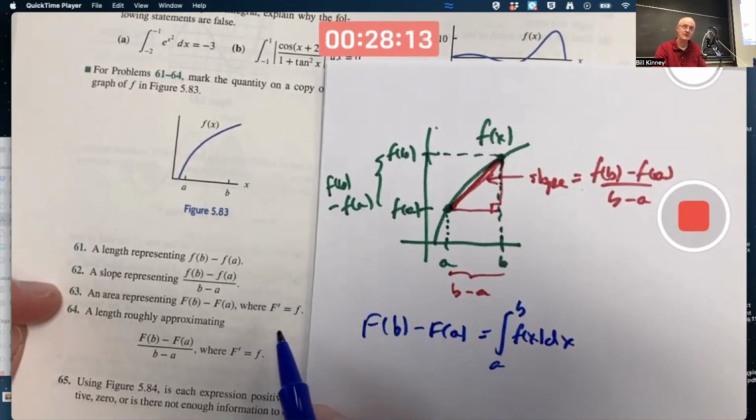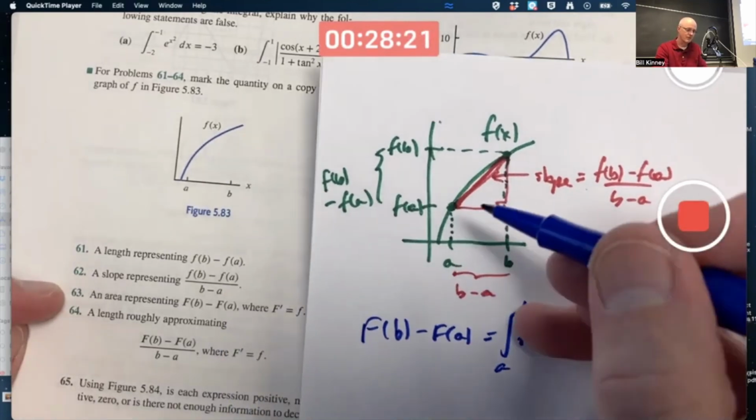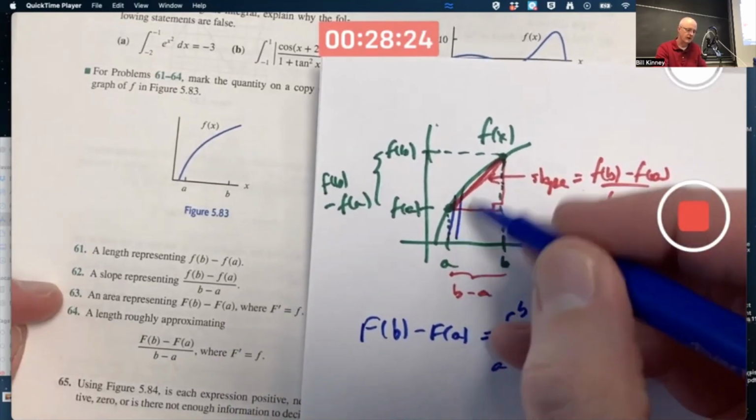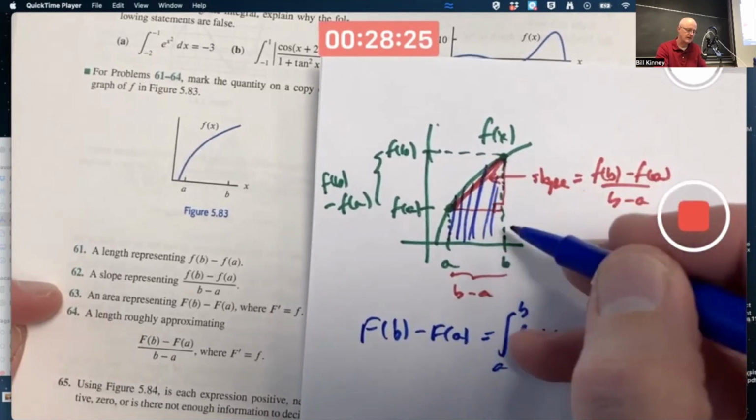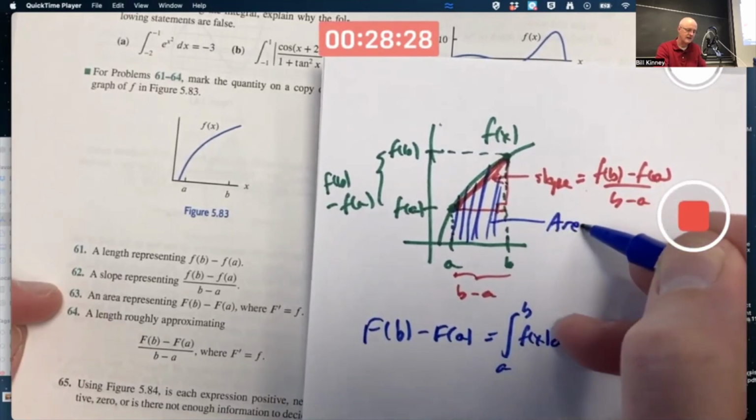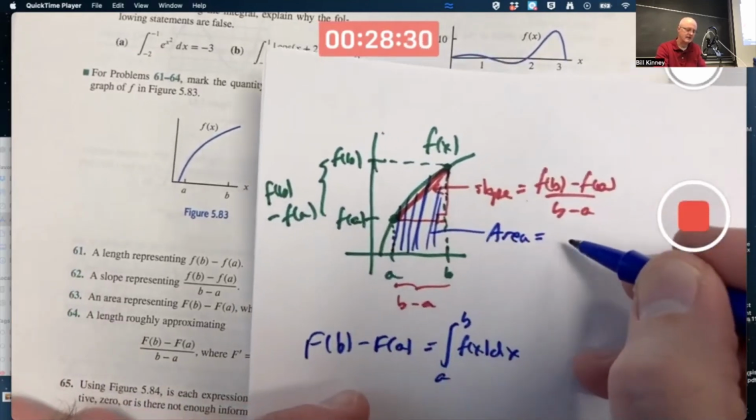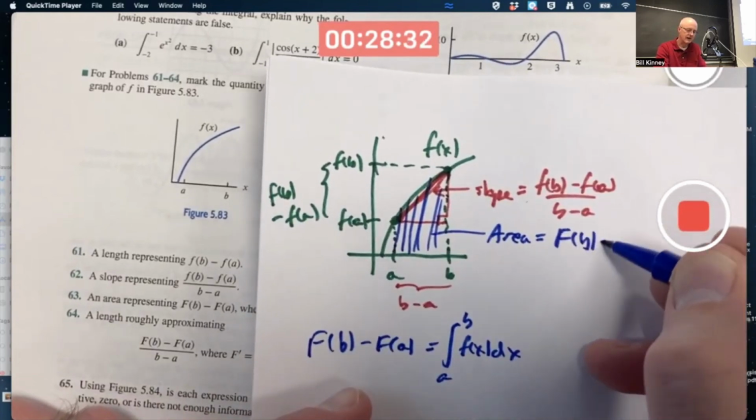That's essential. So to say an area representing this difference means it's got to be the area under the curve, the green curve between A and B. That area is capital F of B minus capital F of A.